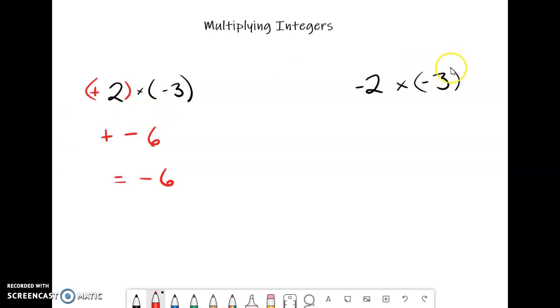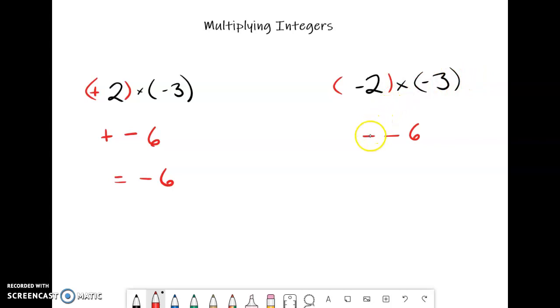Over to the right, we have the problem -2 times -3. So again, you can put parentheses around this, but you are not required to. And we have a negative times a negative, which gives us a -negative, and 2 times 3, which gives us 6. Now you have a different ways of looking at this.